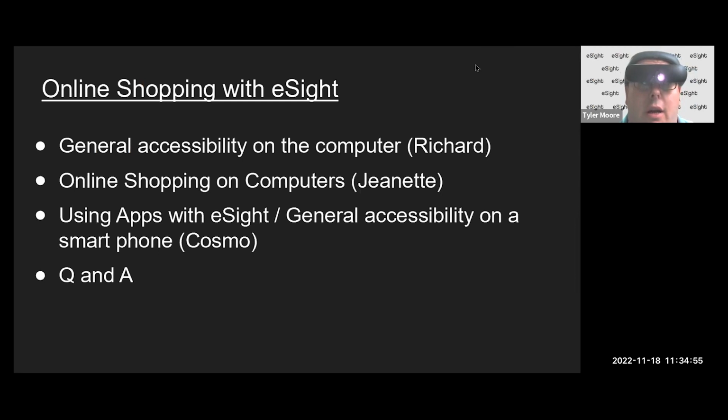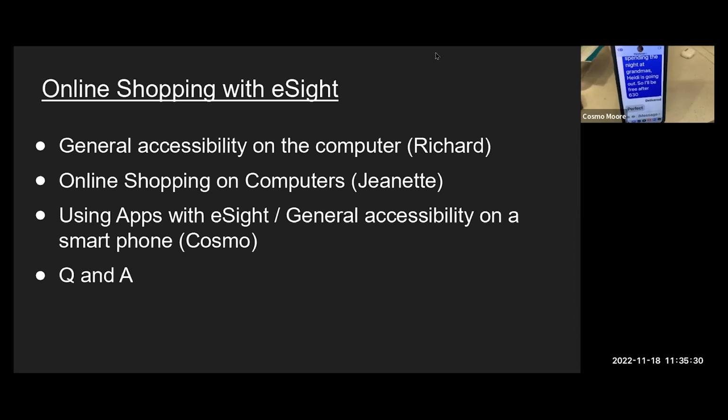So for today's agenda, we're online shopping with eSight. It says here, we're going to start off with general accessibility on the computer with Richard. Richard unfortunately had some technical issues. I'm hoping he popped back in the call. So what we're going to do is we're actually going to start off with Cosmo. He's going to talk about using apps with eSight and general accessibility on a smartphone when you're trying to do some online shopping. So Cosmo, if you are ready, I will send it over to you.